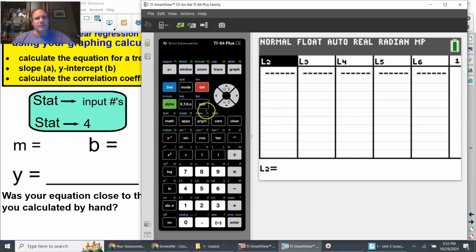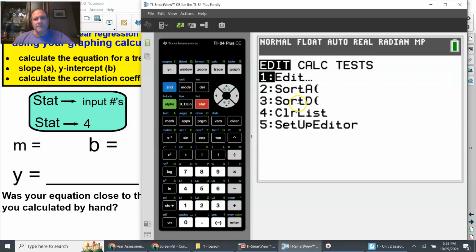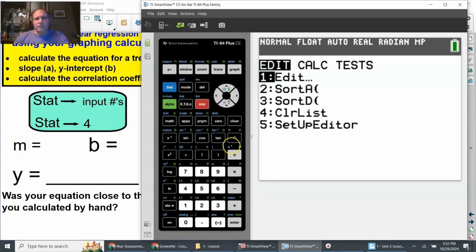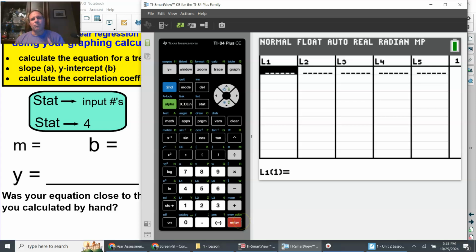So if you press stat one more time, you see 5, SetUpEditor. You can go down or press 5 right now and press enter. It takes you back to a plain screen with SetUpEditor flashing. If you press enter one more time, it'll say Done. Once it's done, you can go back to stat, press enter, and L1 goes back. All right, I just wanted to show you that before I start inputting all of the numbers.